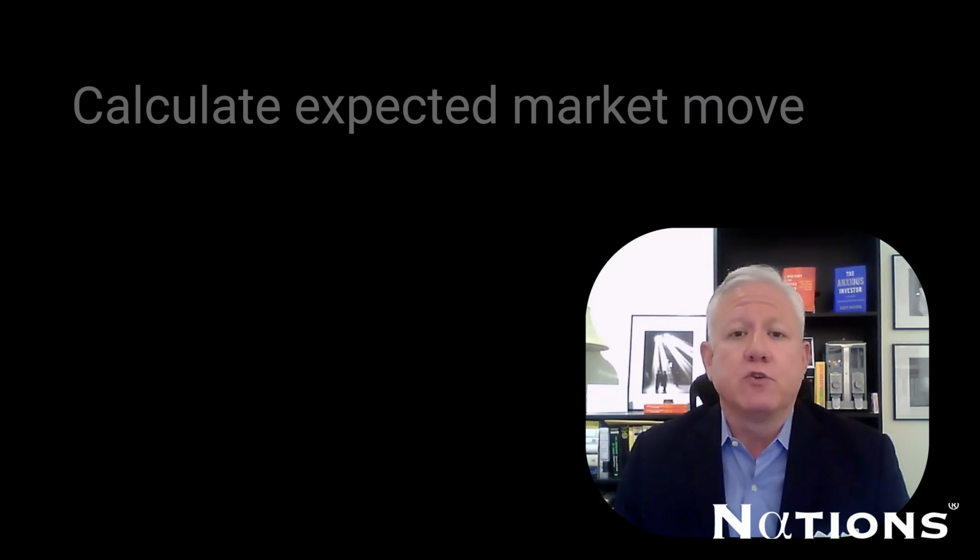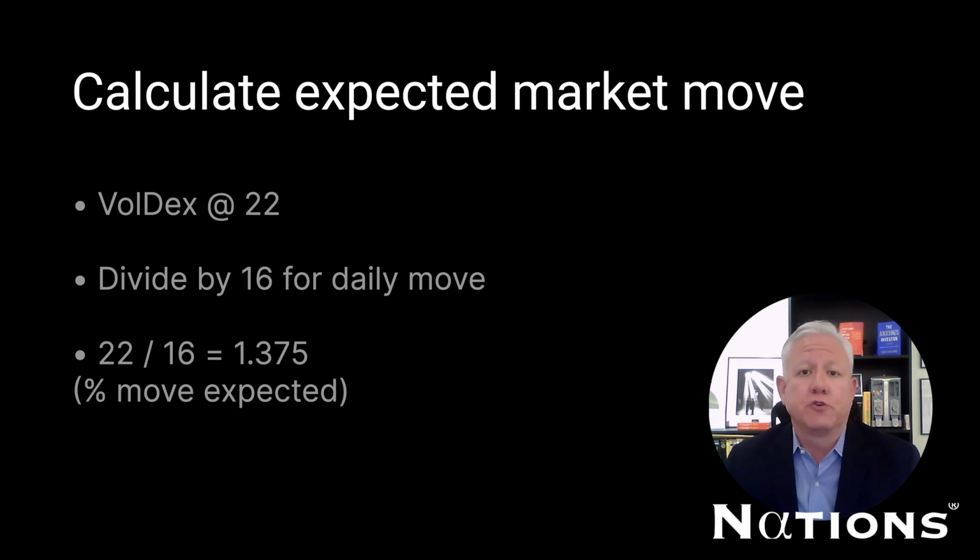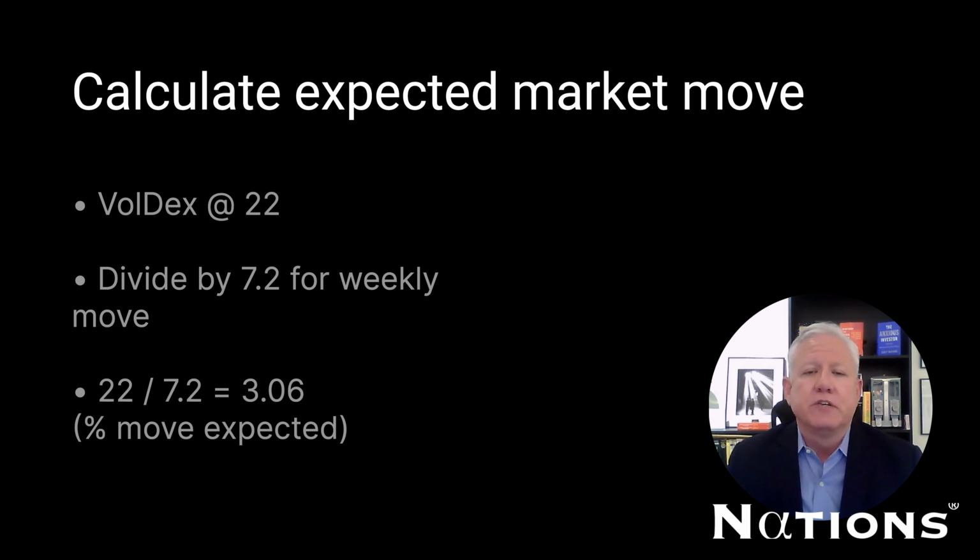So for example, with VolDex on the S&P at 22, like it was in the middle of March 2025, the market is saying it expects a daily move of 1.375%. For an estimate of the weekly move, just divide by 7.2. The market is saying the S&P is expecting a weekly move of 3.06%.